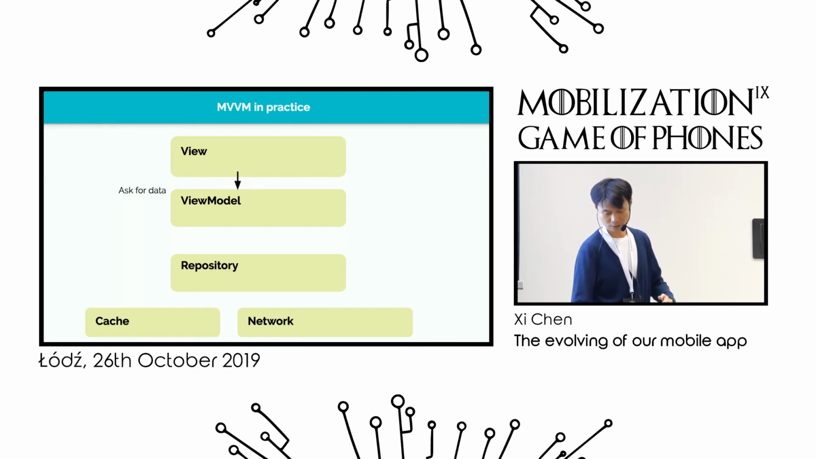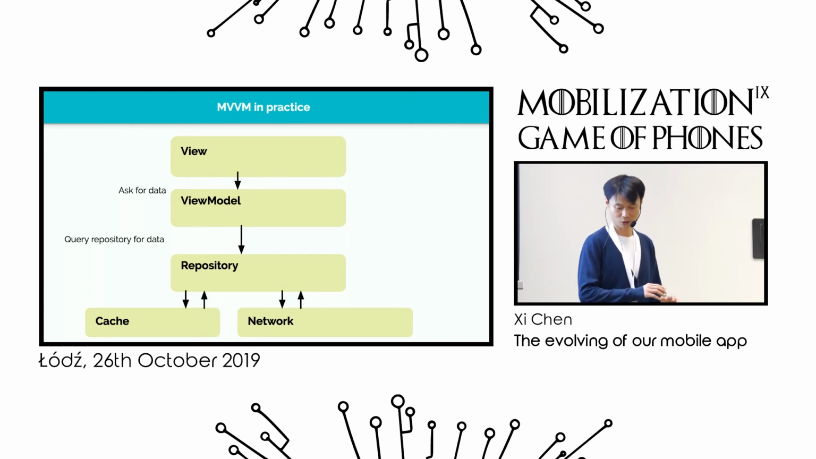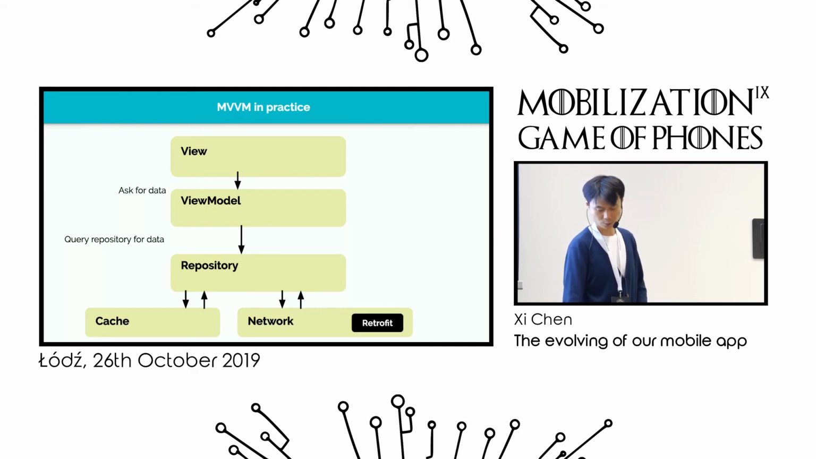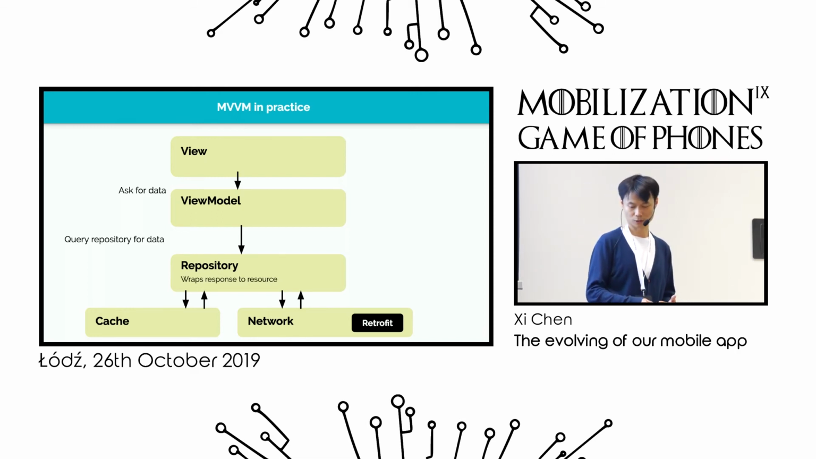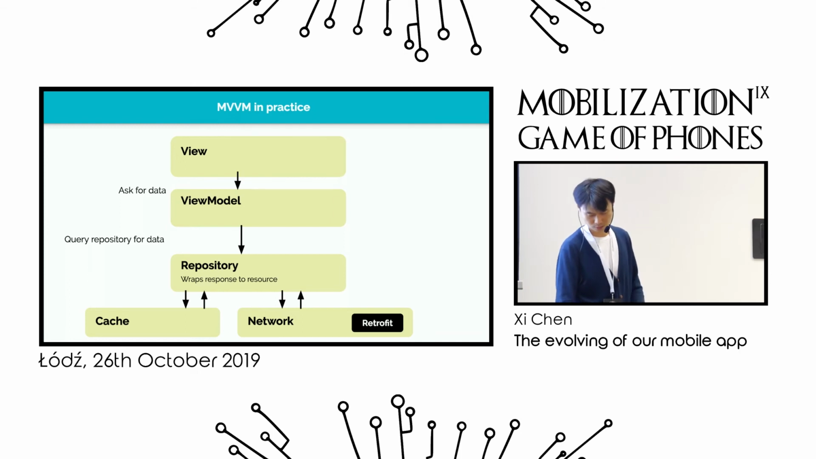Then, if the view asks for data, in the very beginning when the view is initiated, we have to show some data, so it asks for the data. The ViewModel would query the repository. Then the repository has some logic to check where it could find the data, either from networking or from the cache. And we use Retrofit, as most of you might also use. Then the repository wraps the response in another object. We call it Resource. I will come to that point later.